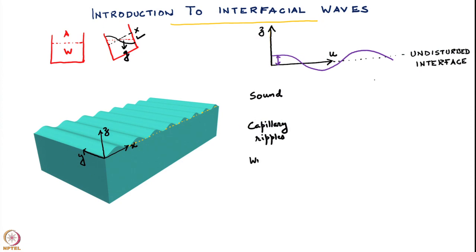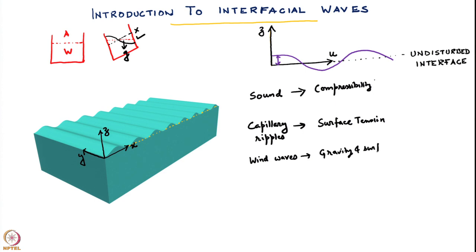Then one can also have waves generated by wind and so on. So just to get some numbers, you can have capillary waves, capillary gravity waves. So typically the restoring force here is the compressibility of the medium. Capillary ripples, as the name suggests, the restoring force is surface tension. Wind waves is a combination of gravity and surface tension. We will mostly be looking at these kind of waves where the restoring force is surface tension or a combination of gravity and surface tension. We will start with gravity driven waves first, gravity driven surface waves.